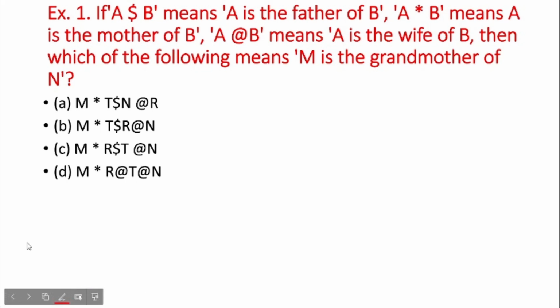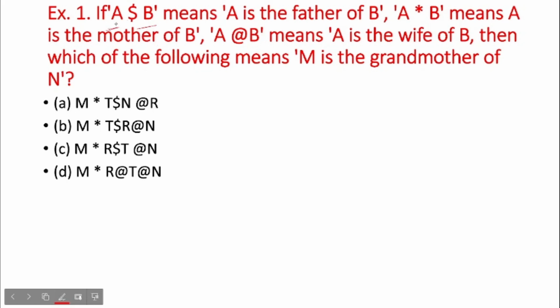A dollar B means A is father of B. A star B means A is mother of B. A at the rate of B means A is wife of B. Then which of the following means M is the grandmother of N? So here some symbols are given which denote a relation between the first and the second letter.